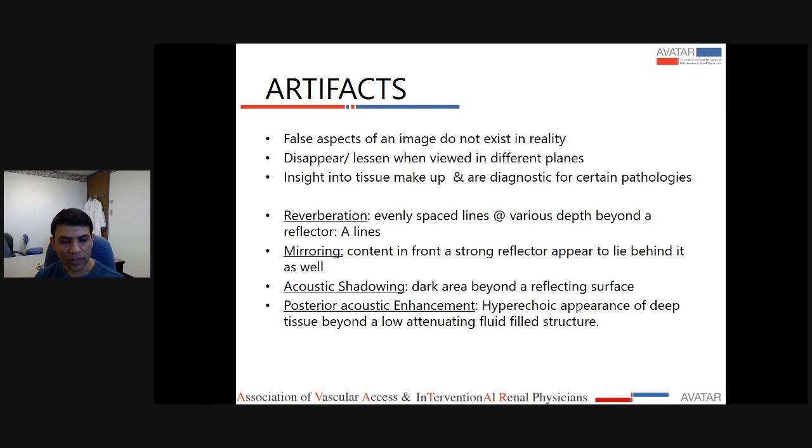Acoustic shadowing is a dark area beyond a reflecting surface. This is classically seen when we see stones. Posterior acoustic enhancement: here, there's an area of hyperechogenicity beyond a low attenuating fluid-filled structure, for example, a fully filled bladder. So the rays pass through it and go to the far end of the bladder. That area appears hyperechoic.